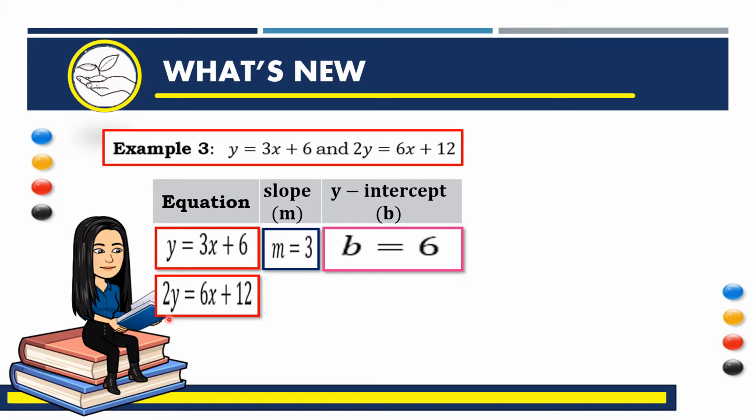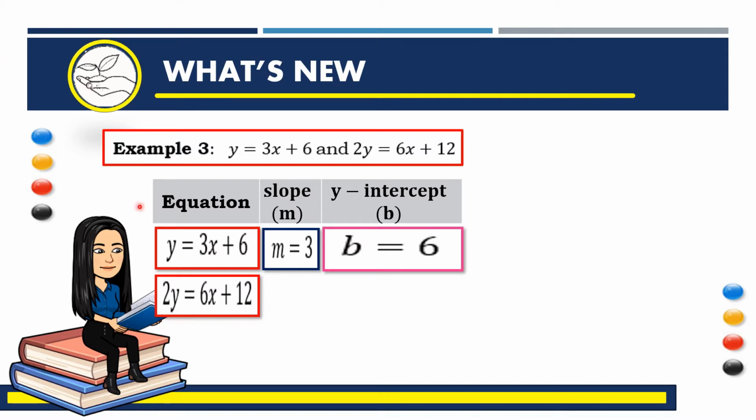So as you can see, the numerical coefficient of y is 2. And take note, in the slope-intercept form, it should be y is equal to mx plus b, wherein the numerical coefficient of y must be equal to 1. So in this case, since the numerical coefficient of y is 2, and as you can see, the numerical coefficient of x is 6 and the constant is 12, we can divide both sides by 2.